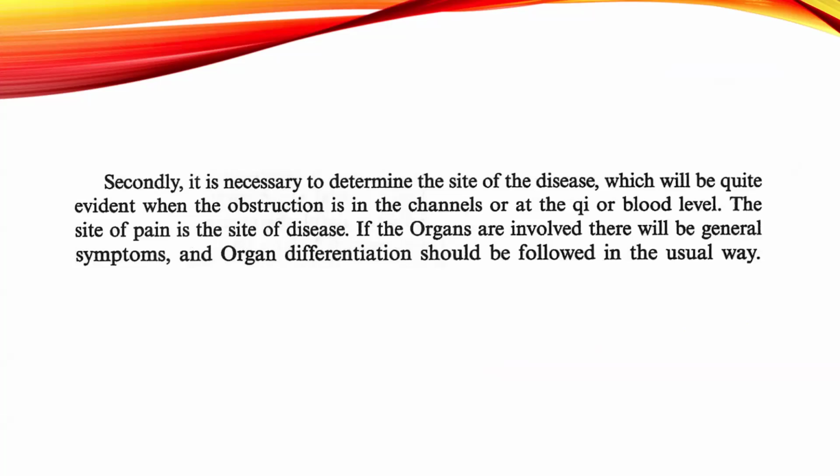Secondly, it is necessary to determine the site of the disease, which will be quite evident when the obstruction is in the channel or at the chi or blood level. The site of pain is the site of disease. If the organs are involved, there will be general symptoms and organ differentiation should be followed usually.